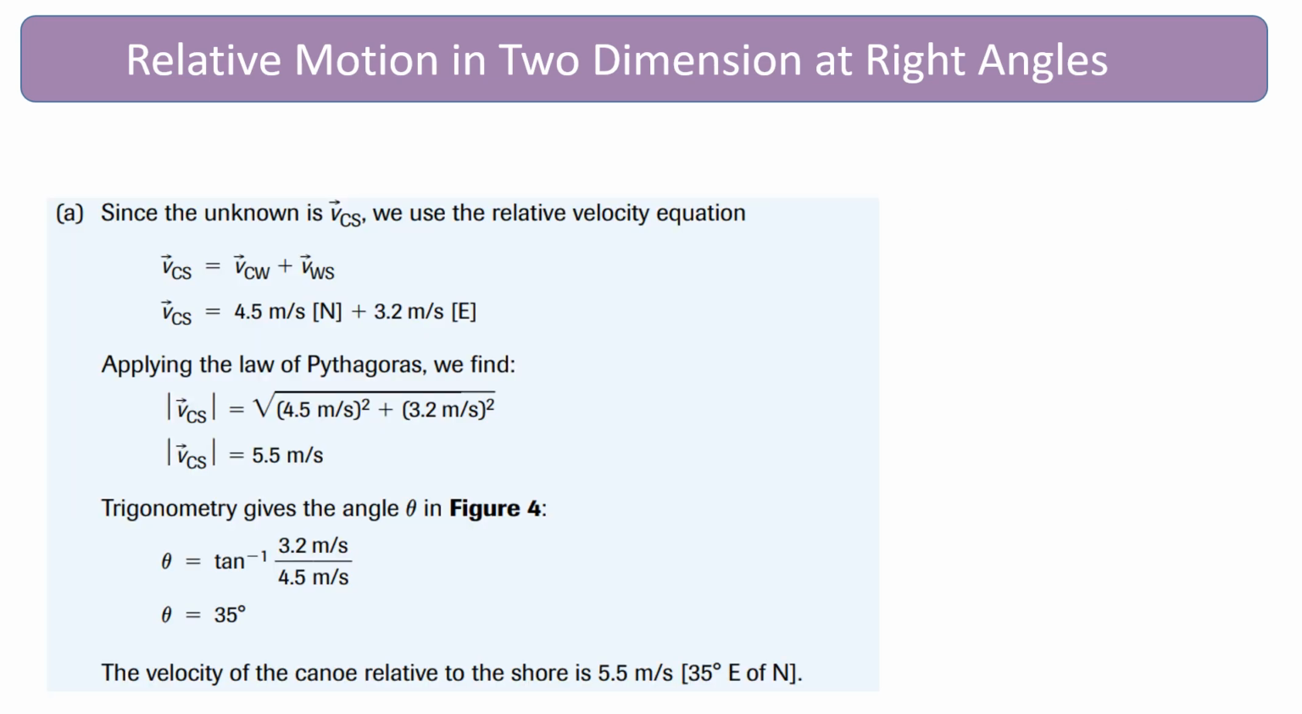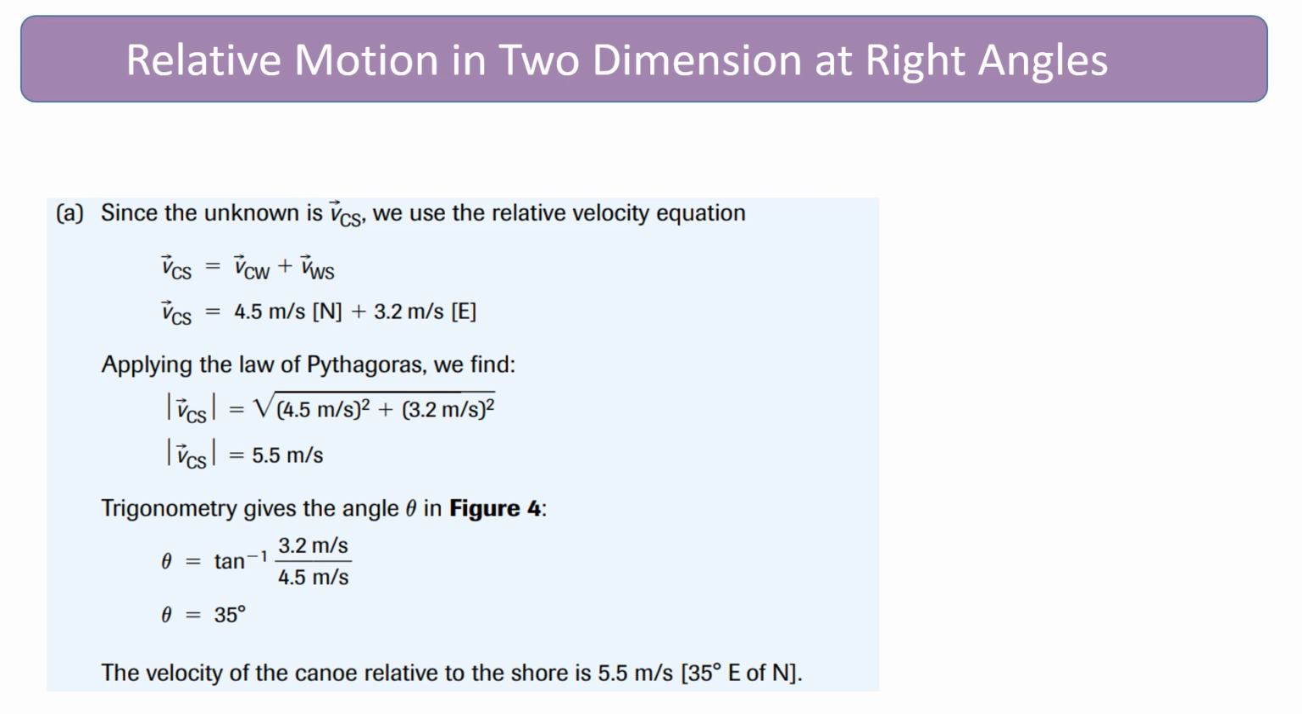Since the unknown is v for the canoe to the shore, we'll use the relative velocity equation. So we know that the velocity of the canoe to the shore is equal to the velocity of the canoe in water plus the velocity of the water relative to the shore, which was 4.5 meters per second north and 3.2 meters per second east.